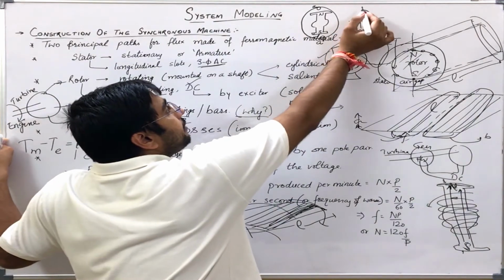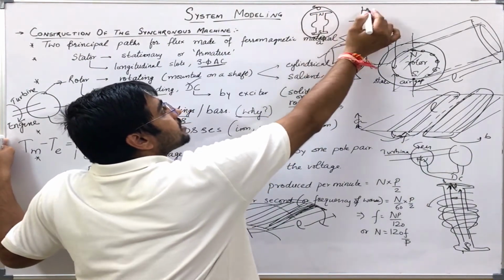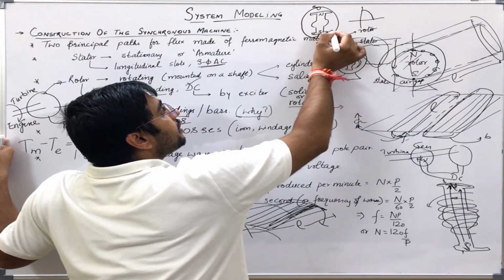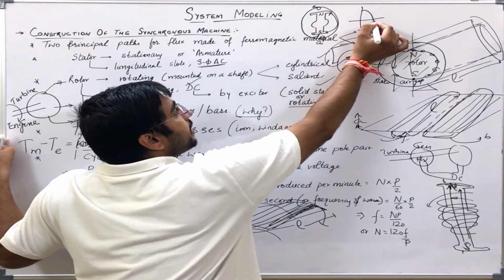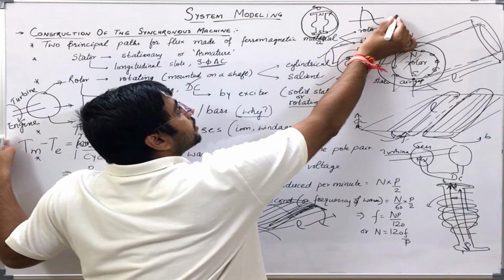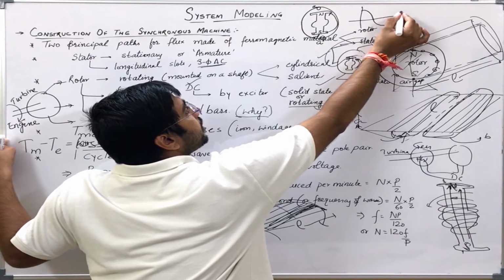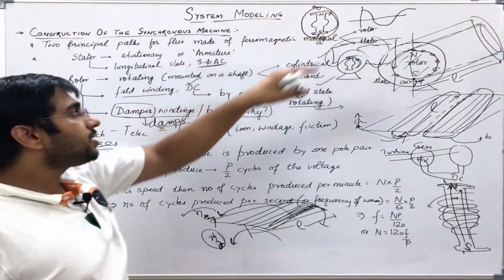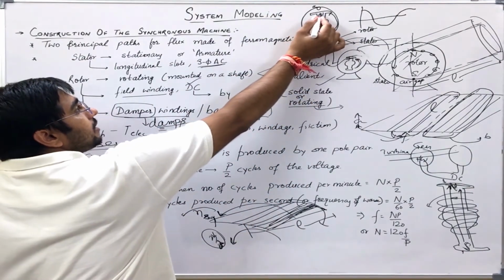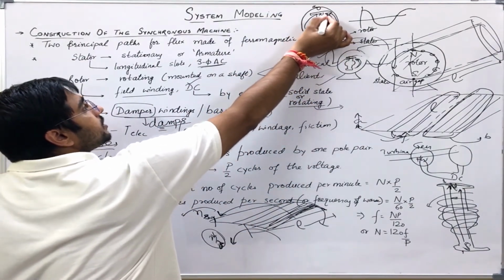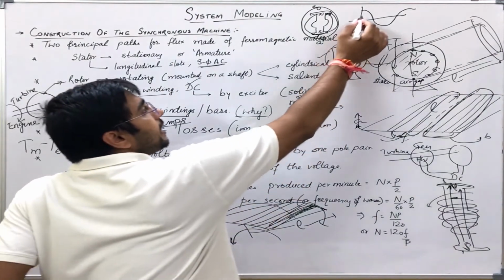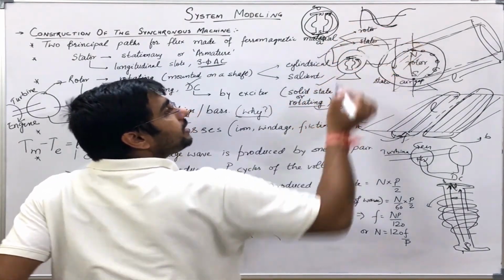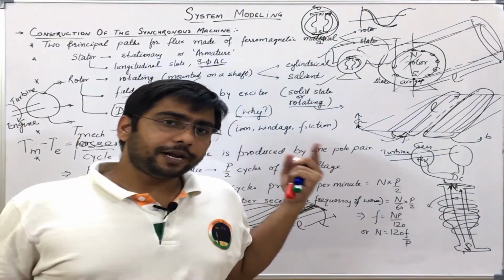Let us say this north pole will generate some voltage in this direction. When the south pole comes, it will generate voltage in the other direction. So in this way voltage will be produced in this external winding. Now you see, when one cycle of this rotation is completed, then one cycle of the voltage wave will be completed.